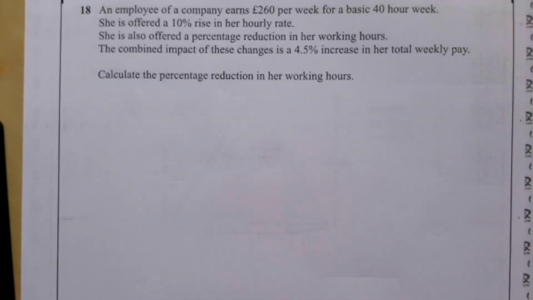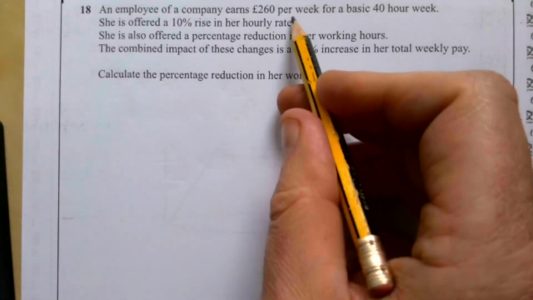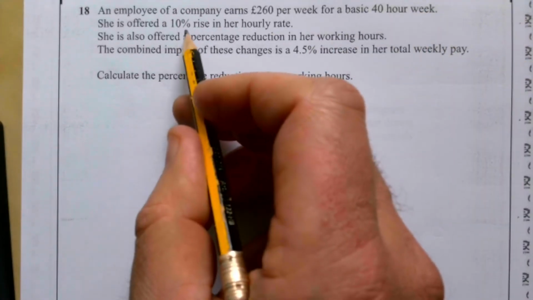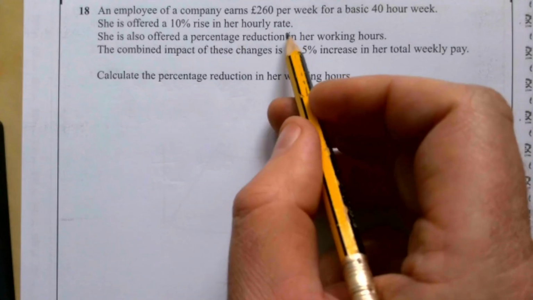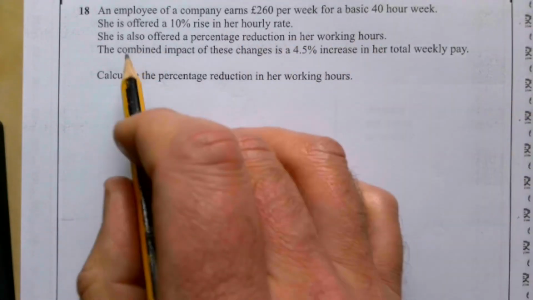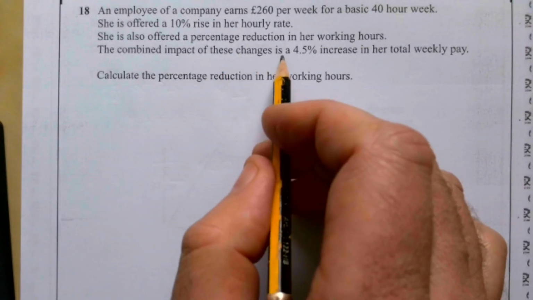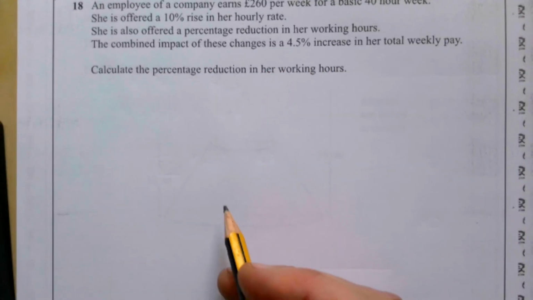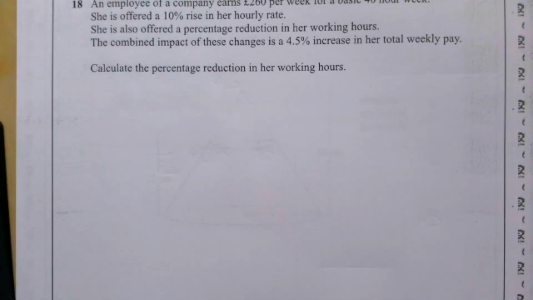Question 18. An employee of a company earns £260 per week for a basic 40-hour week. She is offered a 10% rise in her hourly rate. She is also offered a percentage reduction in her working hours. The combined impact of these changes is a 4.5% increase in her total weekly pay. Calculate the percentage reduction in her working hours.